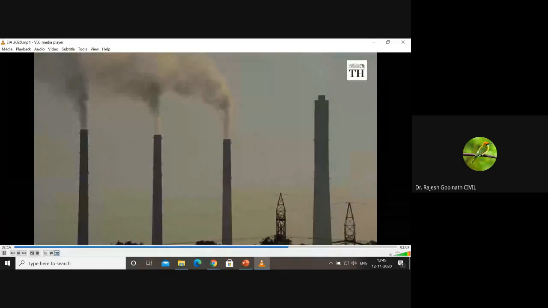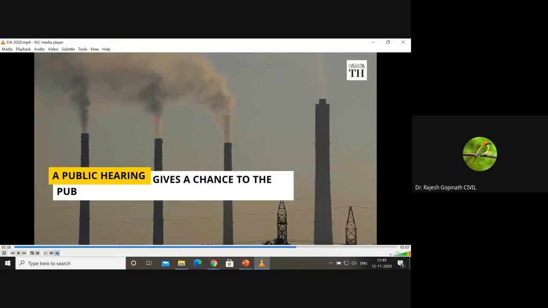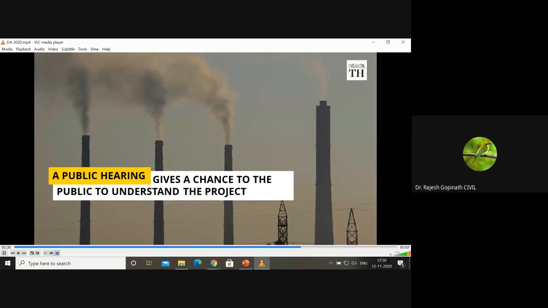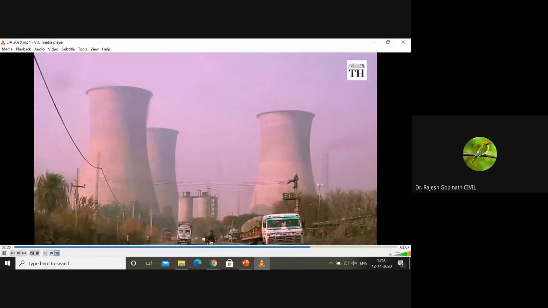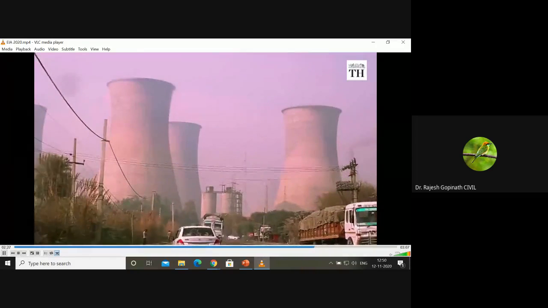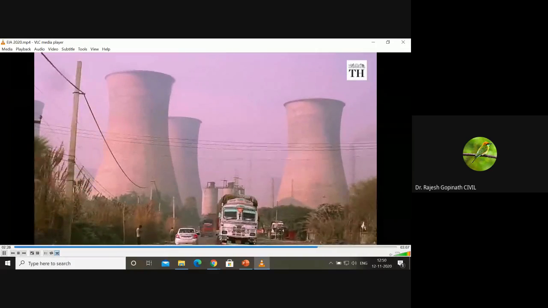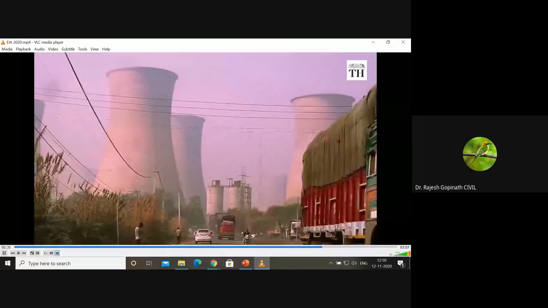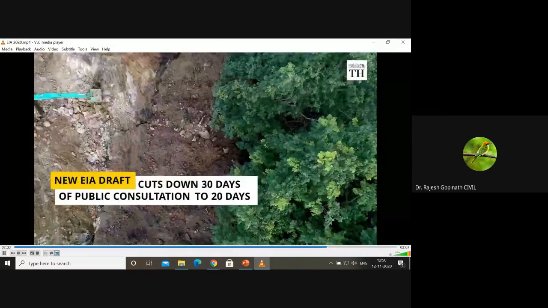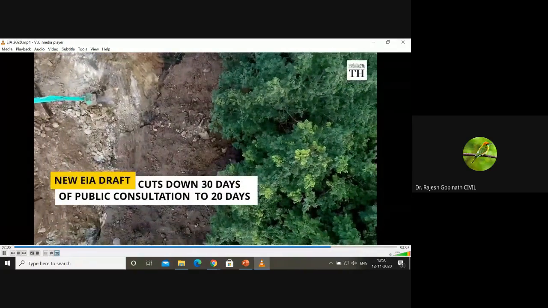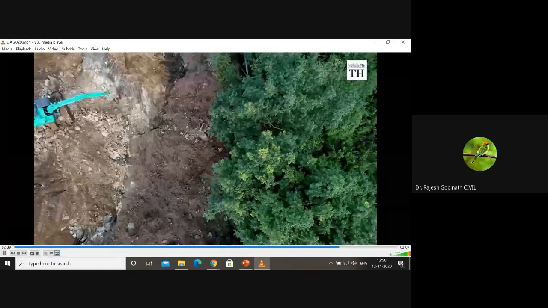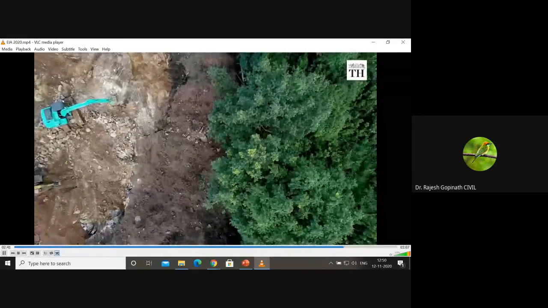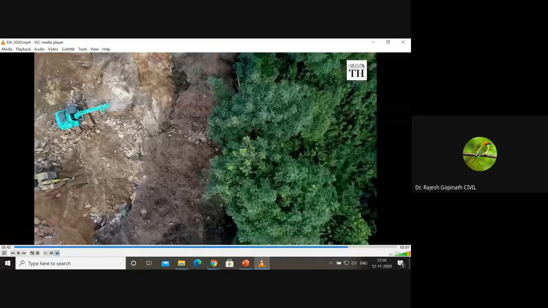Any environmental impact assessment is presented for a public hearing. It gives the public a chance to understand the project and its whole process. Inadequate time for public consultation questions the transparency and credibility of the assessment process. But the new draft cuts down the current 30 days for public consultation to 20 days. Experts say most of the provisions in the new draft of EIA prove to be a regressive departure from the earlier version.